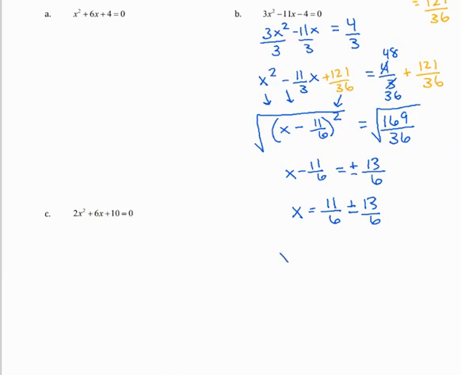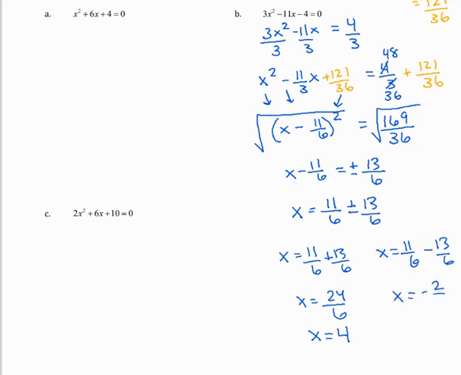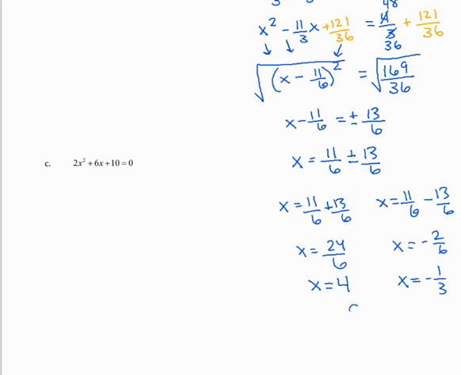So I have 2 solutions here. One solution is 11/6 plus 13 over 6, and the other solution is 11/6 minus 13 over 6. We'll simplify those. This gives me 24 over 6, which is 4, and the second one gives me negative 2 over 6, which is negative 1/3. So there are my 2 solutions, and we can put that in our set notation.